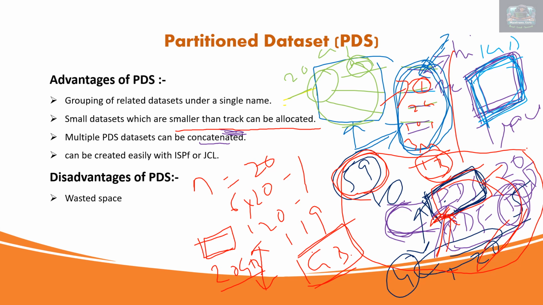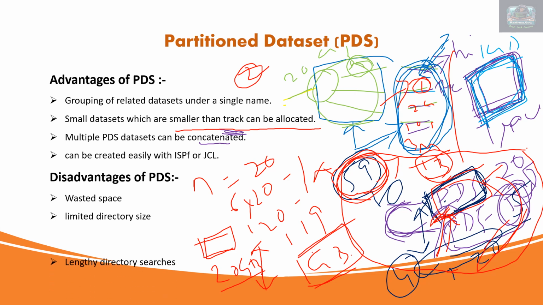The next one is limited directory size. As I told you, if it is 59, you cannot go beyond 59. You cannot create a 60th member in it. You can create only 59 members. You cannot create 60, 61, 62. If you have given directory blocks as 2, you can create only 6 times 2, 12, minus 1, that is 11 members in it.